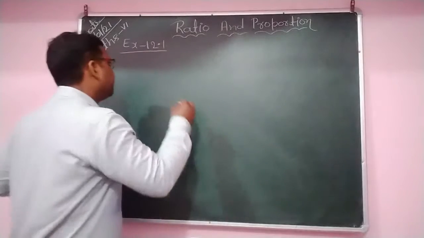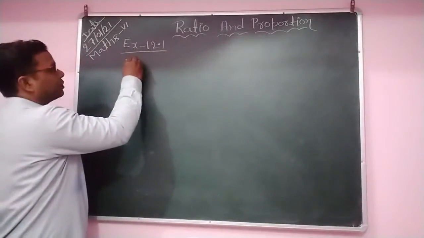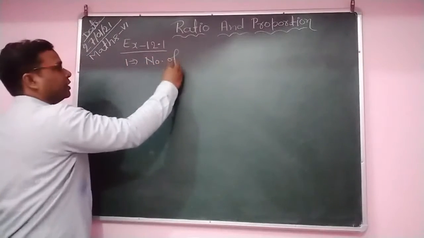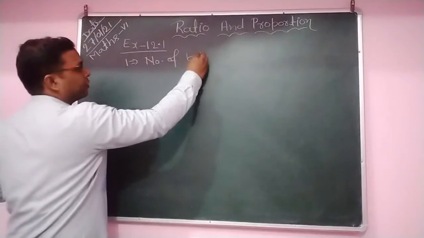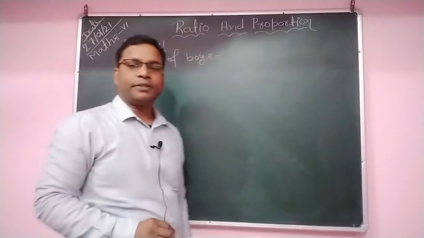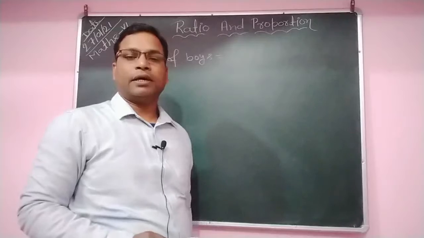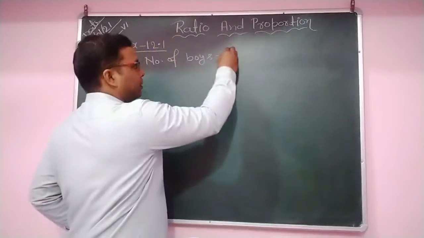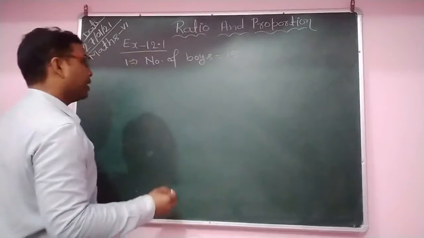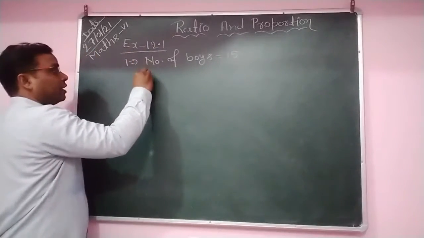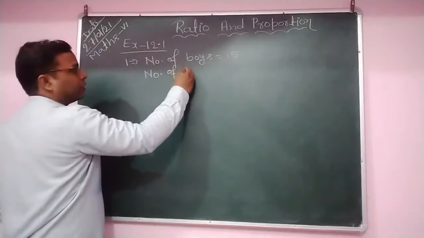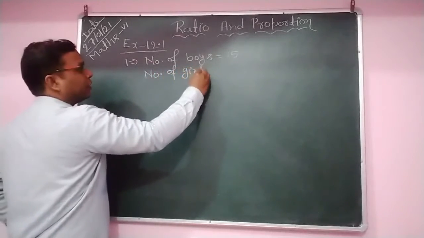So here you write in this question, question number 1, number of boys is equal to given. Number of boys is given here, 15. Okay, you write here 15. This is clear now. And the number of girls is also given here.